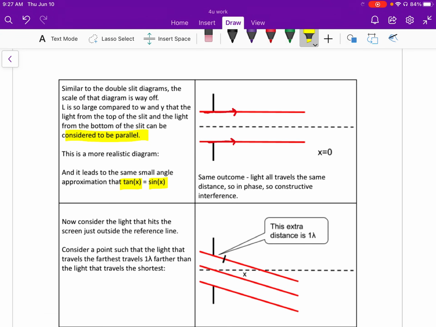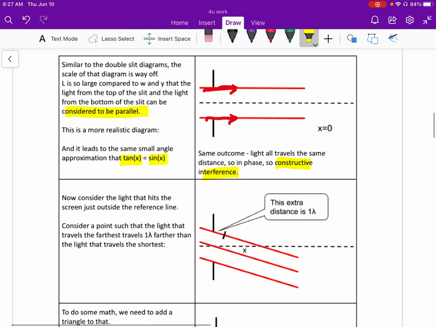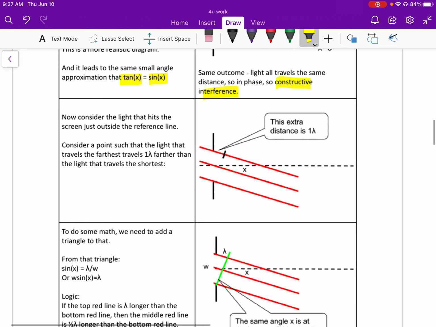So if we look at it with this better view, we still get the same outcome. The light that traveled through the top of the slit travels the exact same distance as the light that travels through the bottom of the slit. Since they're the same distance, they're in phase. Since they're in phase, constructive interference. But now let's introduce a little bit of difference in distance. Let's consider a point that's a little bit below the reference line.